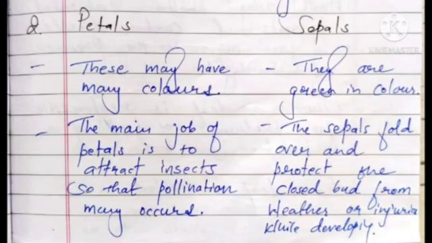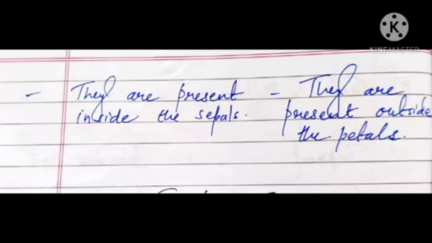Second one is petals and sepals. First point in petals, they may have many colors. In sepals, they are green in color. Second point in petals, the main job of petals is to attract insects so that pollination may occur. Second point in sepals, the sepals fold over and protect the closed bud from weather or injuries while developing. Last point, in petals, they are present inside the sepals, and in sepals, they are present outside the petals.